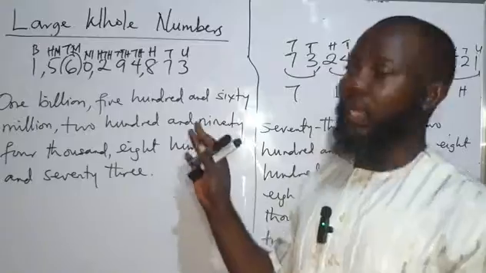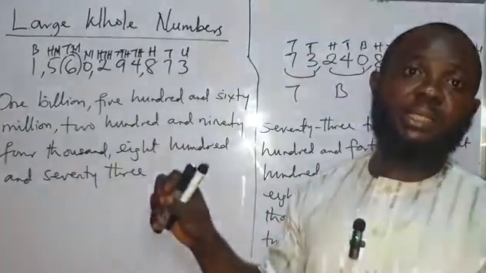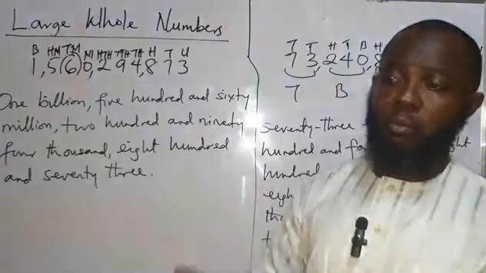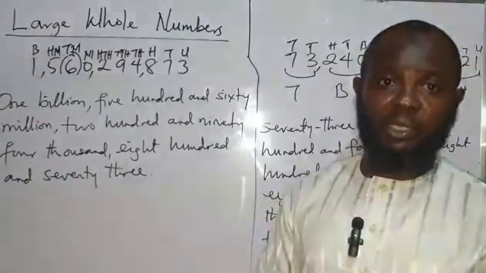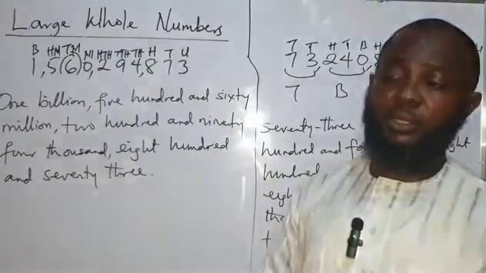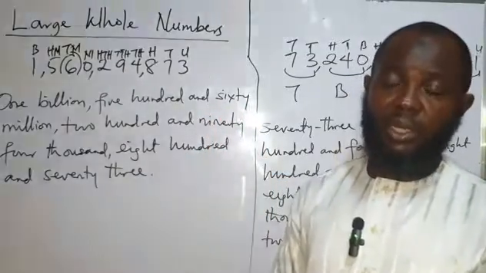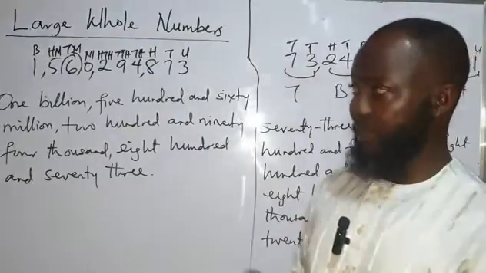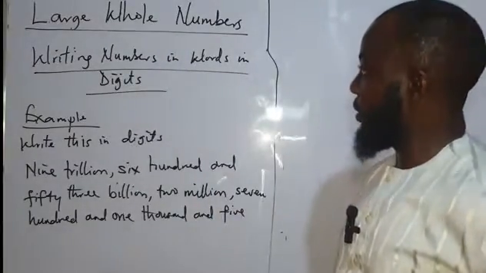Now, if you are given a large number in words, you want to write it in digits. How are you going to do it? That's another problem. Most especially the students that are coming from the primary section to the college, going to JS1, they have problem with that. Writing numbers in words in digits, right?